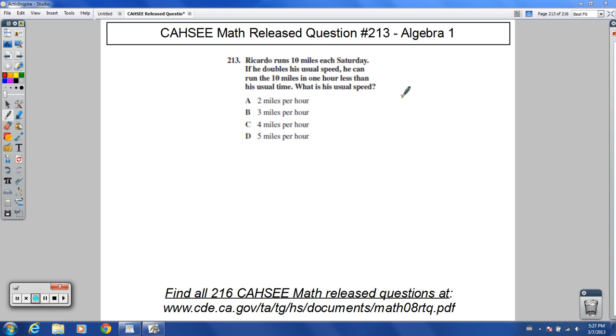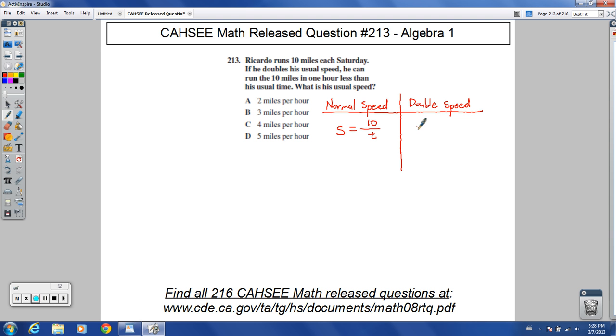So what I'm thinking here is to think of two equations, one at normal speed, and then one if we double his speed. So this will be the double speed equation. Normally speed equals distance over time. So speed, which we don't know yet, equals the distance we do know is 10, and the usual time, I'm not sure, so we're going to call it t.